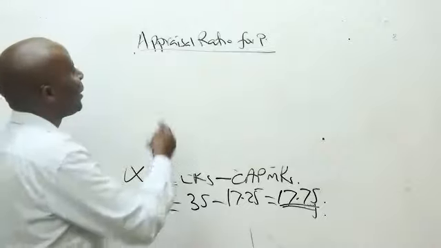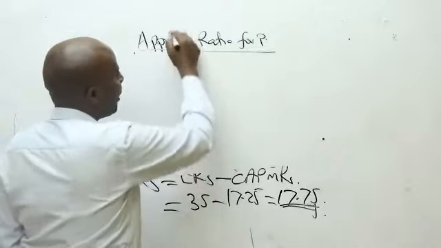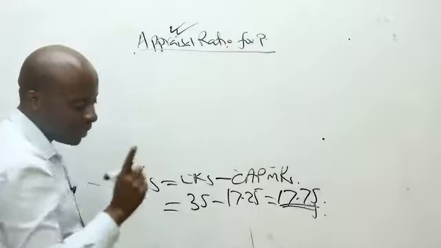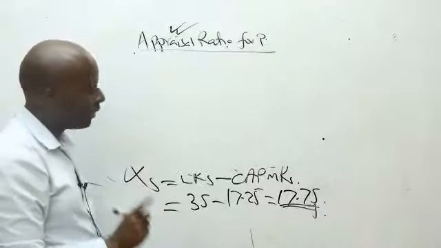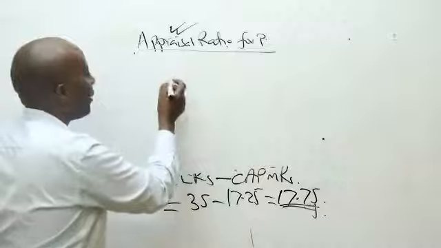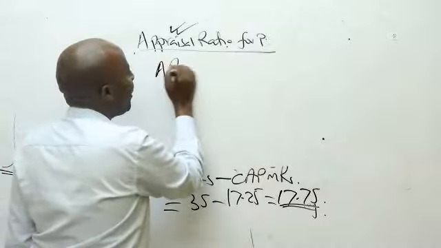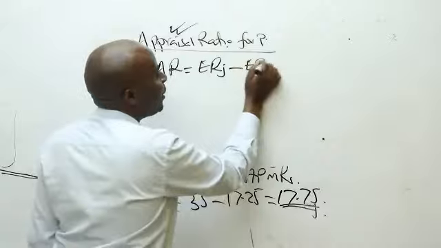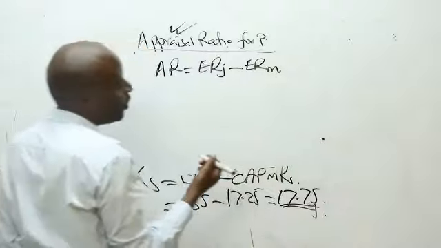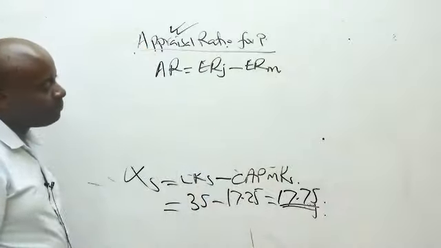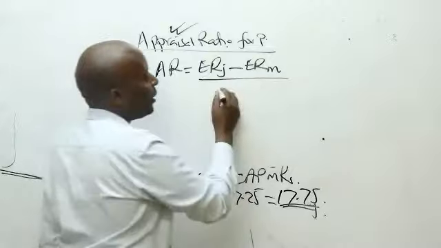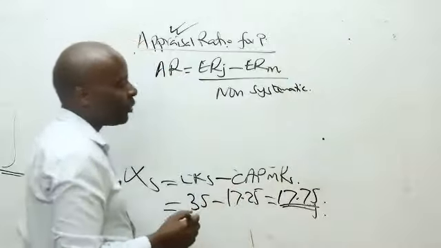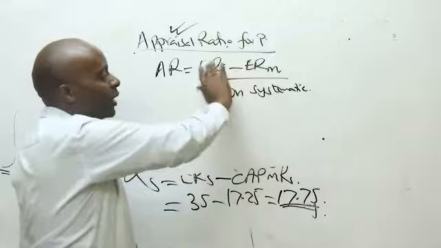Now, ladies and gentlemen, this appraisal ratio, the very best, remember you are appraising this particular security vis-a-vis the benchmark. The best definition of appraisal is where you give the appraisal ratio as the expected return of the security minus the expected returns of the benchmark, which in most cases is ERM. And then you divide this by the non-systematic risk.